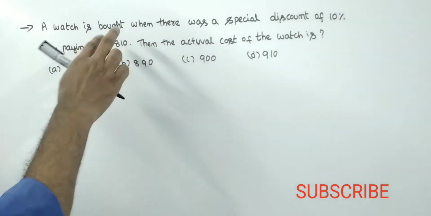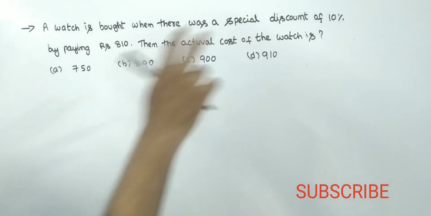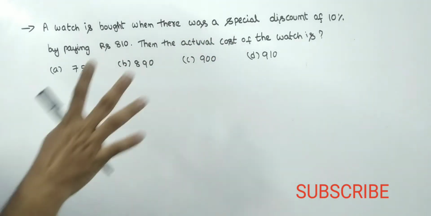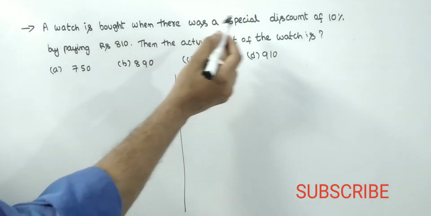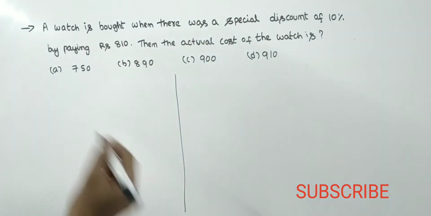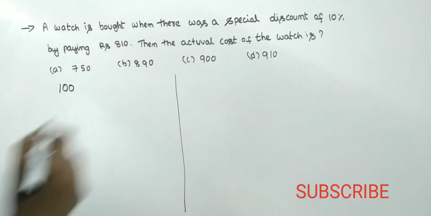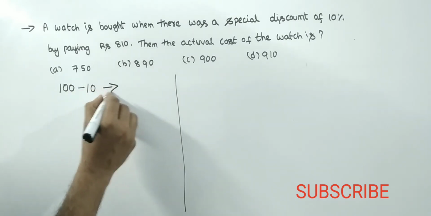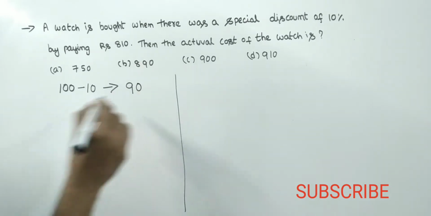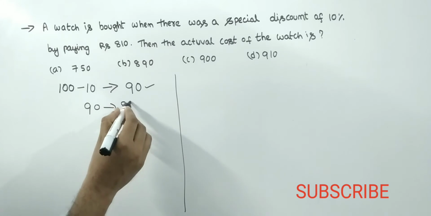See friends, a watch is bought when there was a special discount of 10% by paying 810 rupees. Then what is the actual cost of the watch? See friends, I will tell you the shortcut. If the actual cost price is 100%, then there is a discount of 10%, that means minus 10. That is 90%. That means the selling price is 90%. So 90% equals 810 rupees.